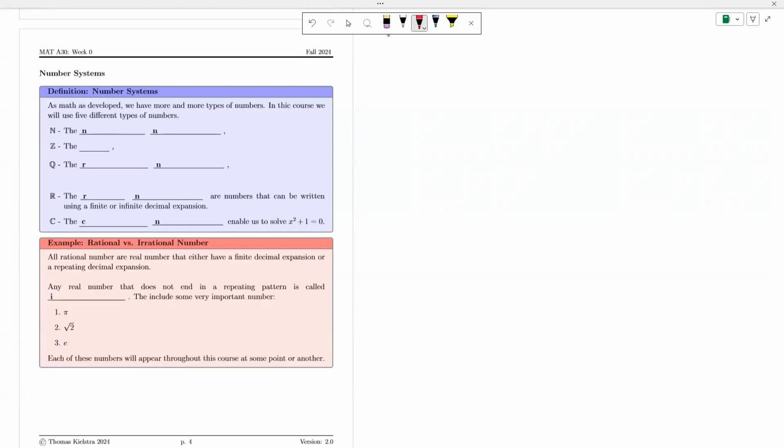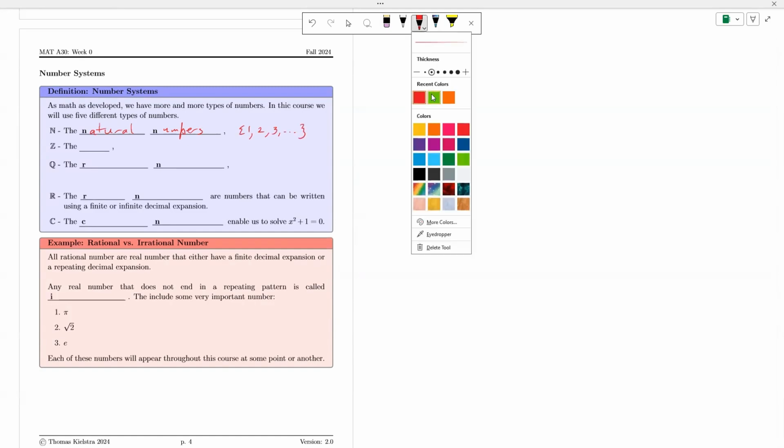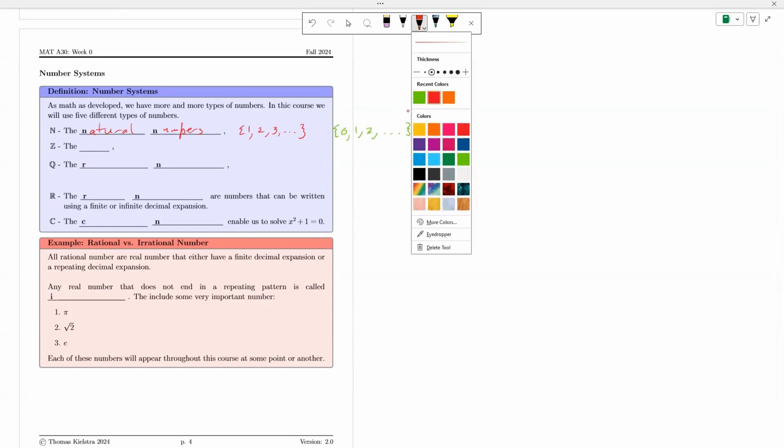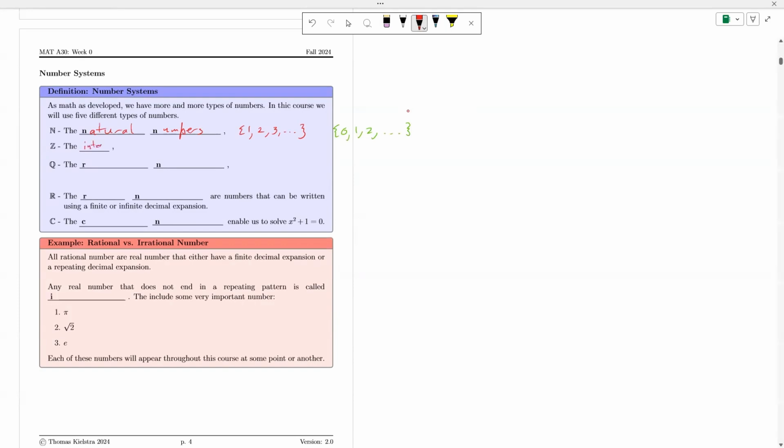They are the natural numbers, which is the set 1, 2, 3, and so on. Note that these are sometimes denoted 0, 1, 2, and so on. We have the integers, which is the set ..., -3, -2, -1, 0, 1, 2, 3, and so on.